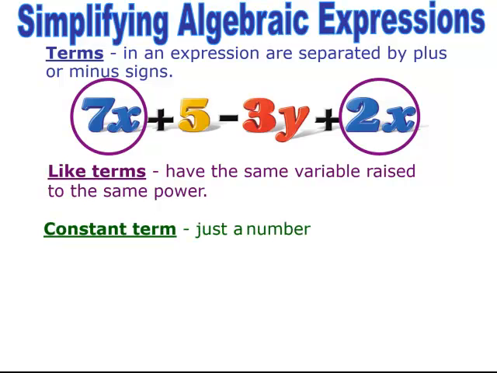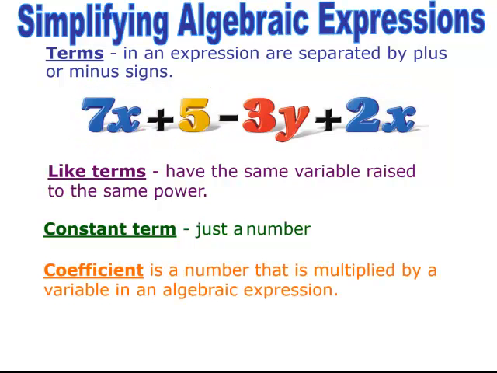A constant is just a number. So we could have like terms just being constants. So a constant here would be a plus 5. There's nothing to change the value of 5. 7x, if I plug something into x, it could change the value of 7. So 5 is a constant. Nothing's going to change the value.